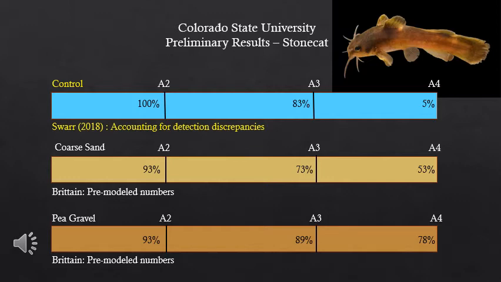Now, these first results are for the Stonecat. From the control experiment, Stonecats are showing high fatigue rates in the last quarter of the flume. However, as substrate sizes increase, we notice the passage rates also increase. Stonecats are responding to larger substrate with dramatically higher passage probabilities, and this is fantastic news.